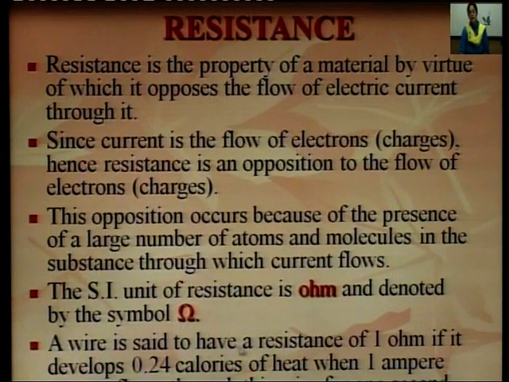Now we can define what is 1 ohm. A wire is said to have a resistance of 1 ohm if it develops 0.24 calories of heat when 1 ampere current flows through this wire for 1 second. So this is how we define a resistance of 1 ohm: if 1 ampere current flows for 1 second, then the heat developed will be 0.24 calories, and then the resistance of the wire is 1 ohm.